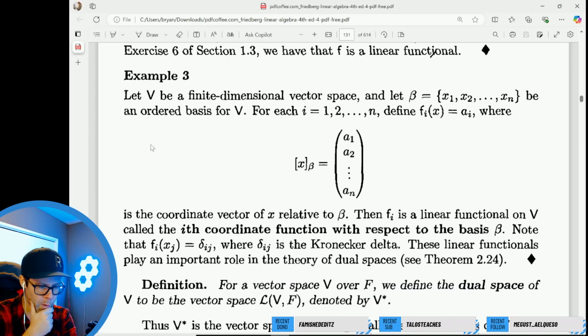So what's this example 3? So we have a basis for each i. Define f_i(x) = a_i. So all they're doing is capturing a particular coordinate from the coordinate vector, the ith coordinate function with respect to basis beta.